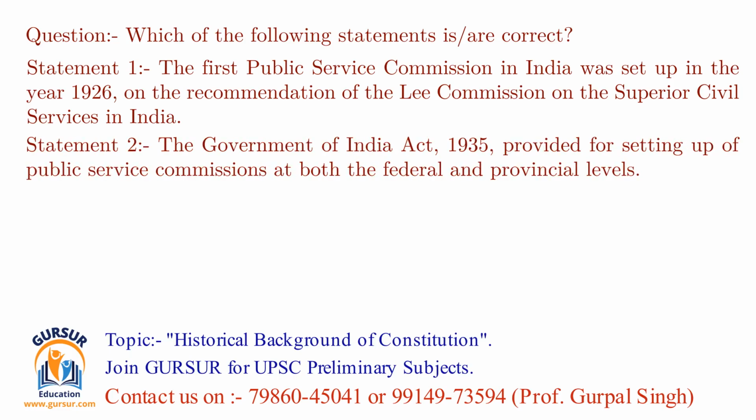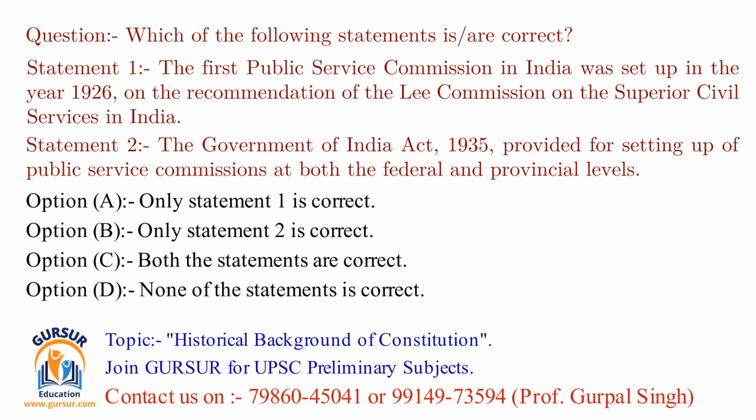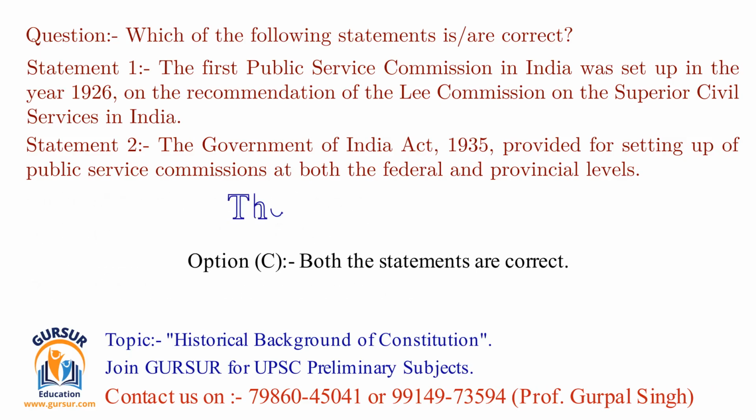Statement 2, the Government of India Act 1935 provided for setting up of public service commissions at both the federal and provincial levels. The option A is only statement 1 is correct. The option B is only statement 2 is correct. The option C is both the statements are correct. And the option D is none of the statements is correct. And your time starts now. So the right answer of this question is option C, and that is both the statements are correct.